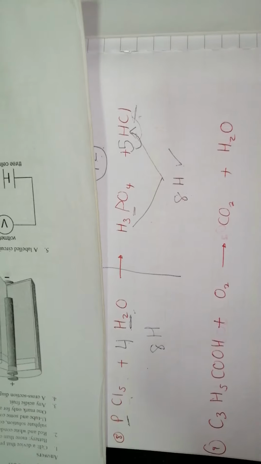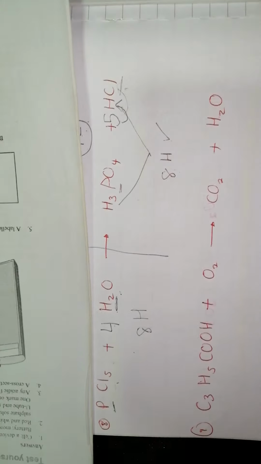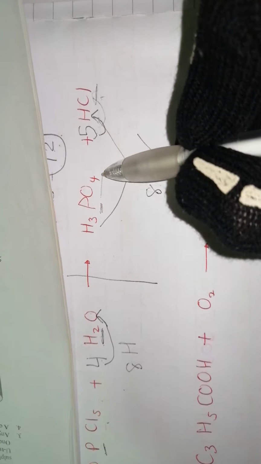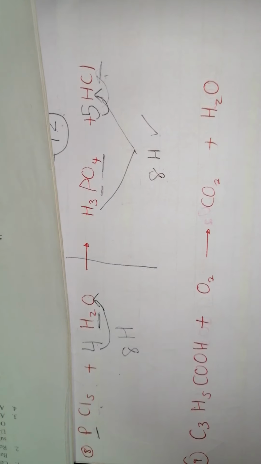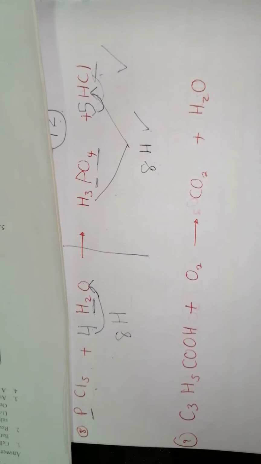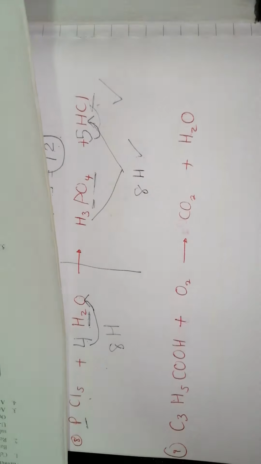Now the last thing we have to do is oxygen. So let's look at this side. Here we have 4. Because I put this coefficient here, it means it applies to oxygen also. So here I have 4 oxygens. Here I also have 4 oxygens. So automatically it balanced. The oxygens balanced, the hydrogens, phosphorus and chlorine balanced automatically.